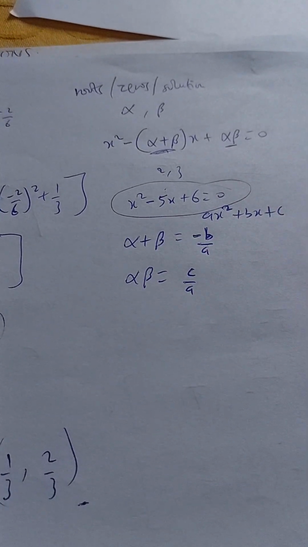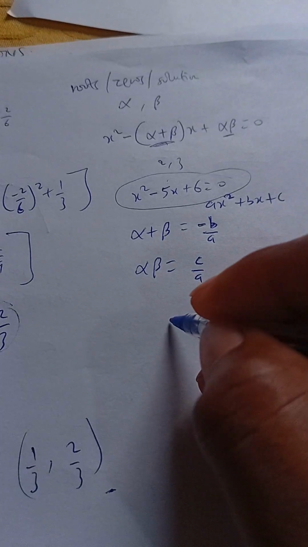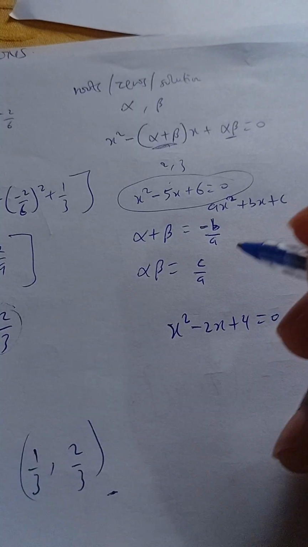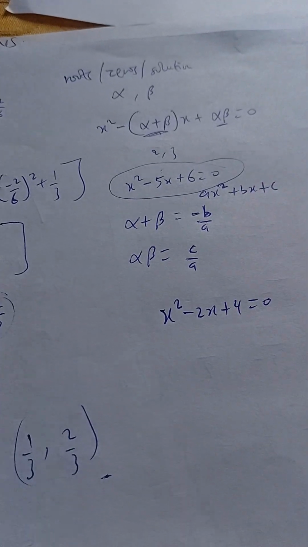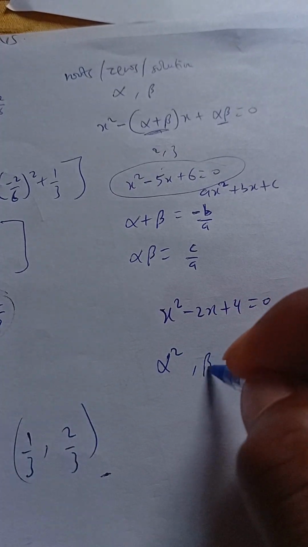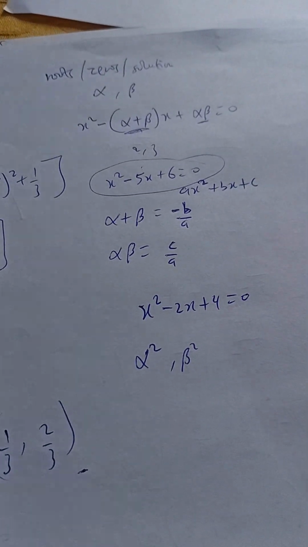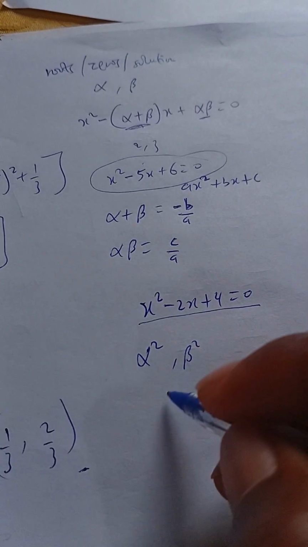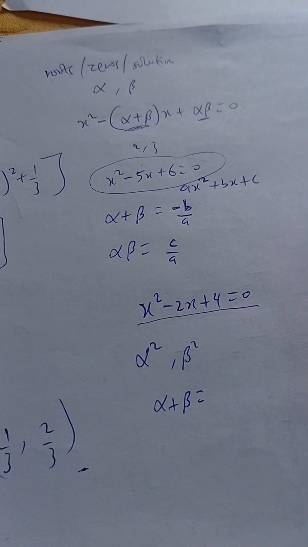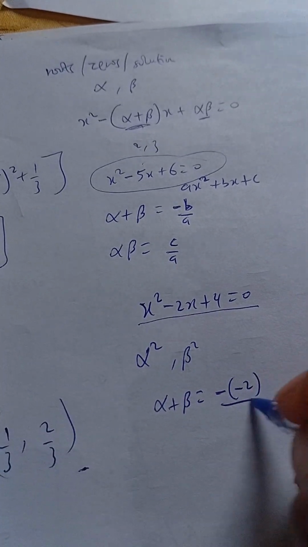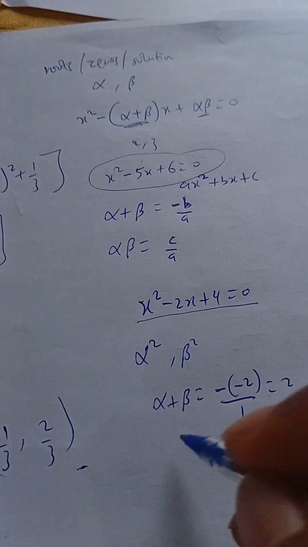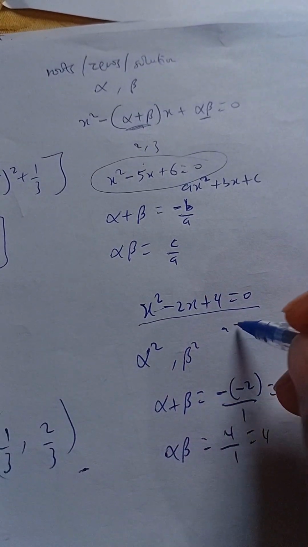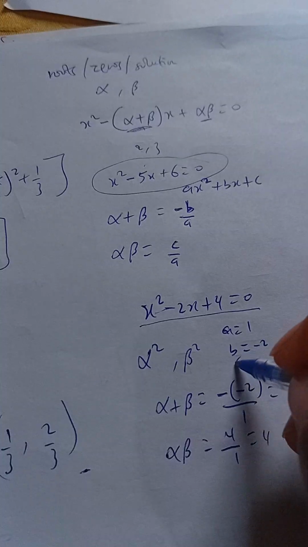So let's say alpha and beta are the roots of the quadratic equation x squared minus 2x plus 4 equals 0. We want to find another new equation whose roots are alpha squared and beta squared. First of all, from the original equation, we can find our alpha plus beta, which is equal to minus b on a. So minus our b, which is negative 2, on a, which is 1, so we get 2. And our alpha beta is c on a, 4 on 1, we get 4. Take note, our a here is 1, our b is minus 2, and our c is 4.